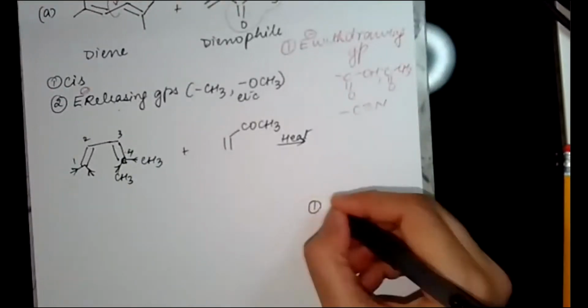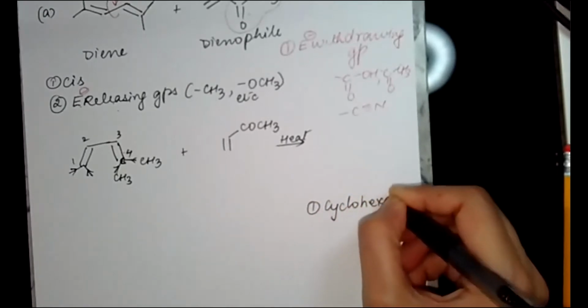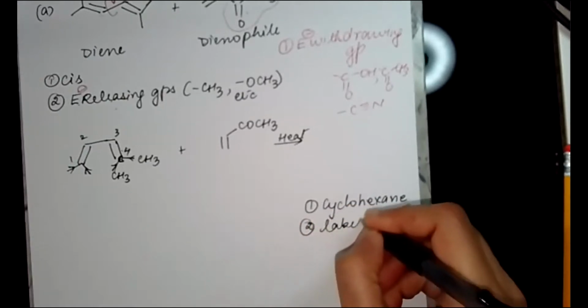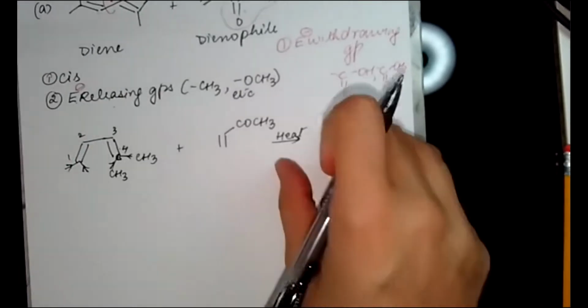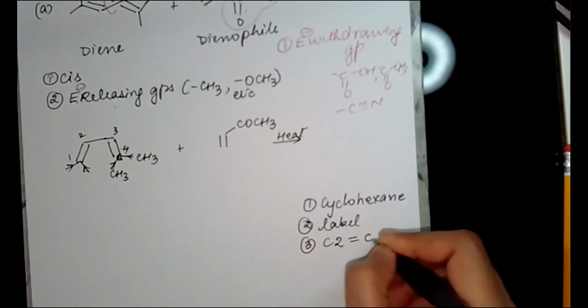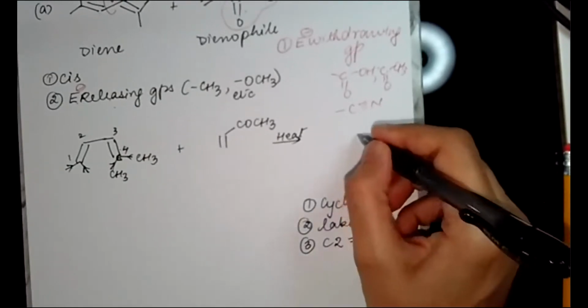So what is it that we do? We will first make our cyclohexane. We will then label all the substituents on our cyclohexane. Between carbon 2 and carbon 3, I'm going to have my double bond. So this is my double bond. Let's try this.